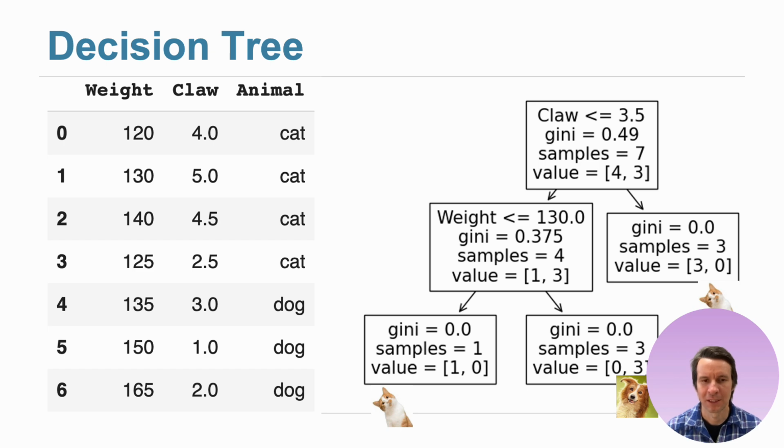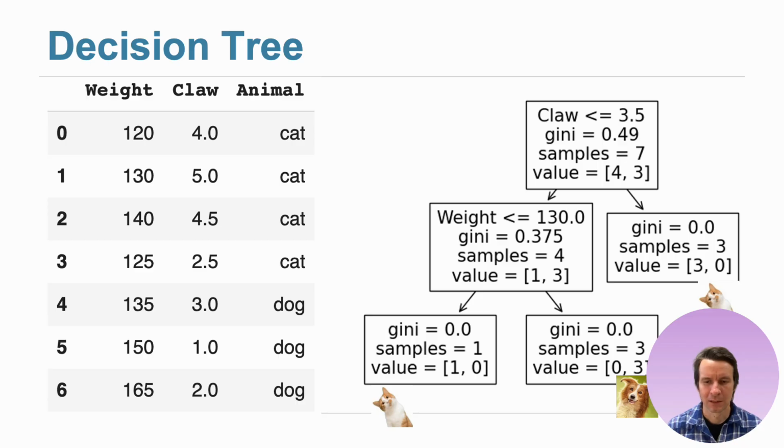Samples is how many samples we need to classify, and value is what is the split between cats and dogs. So if the value says 4-3, it means there are 4 cats and 3 dogs, and samples is 7. That's how we start. And then after the first question, if we have claw less than 3.5, then 4 of the 7 animals satisfy that. 1 is cat, 3 are dogs. And if the claw is bigger than 3.5, then we have 3 samples left, and all of them are cats, none of them are dogs.